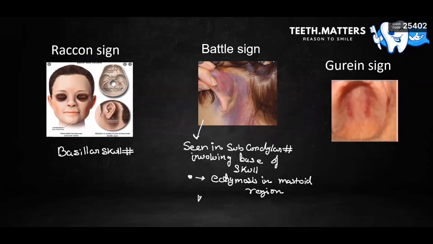While I'm giving MCQs, students get confused about that. They write options like Battle sign is present in the pre-auricular region, but mark this word: it is present in the post-auricular region.